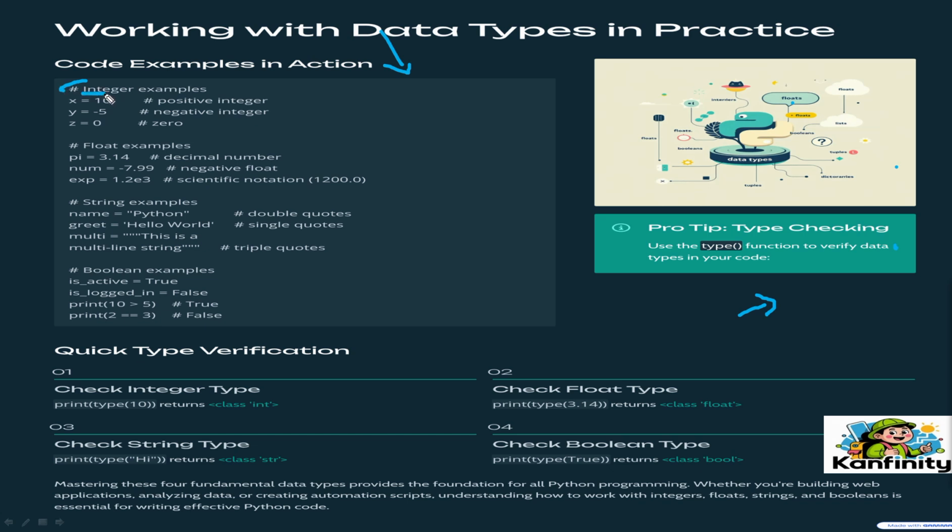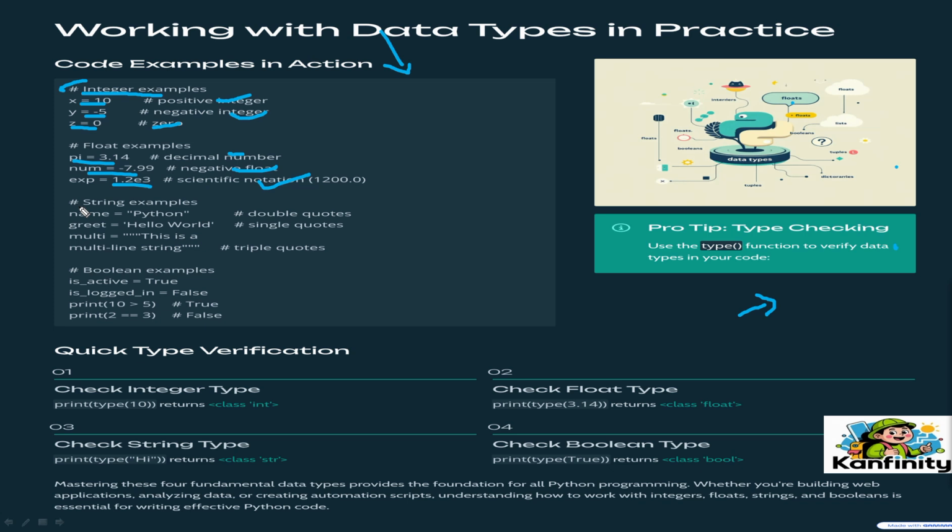For integer data types, the examples are x is equal to 10, then y is equal to -5, and z is equal to 0. We consider the first as a positive integer, where the minus sign or negative sign is there, that is a negative integer, then 0 is represented as 0. Then for the float data types, pi is 3.14, that is a decimal. Then the number -7.99 is a negative float. Then expressions, that is scientific notation.